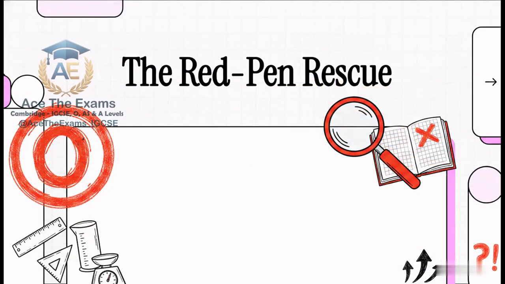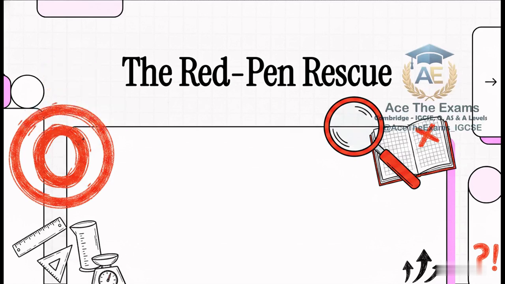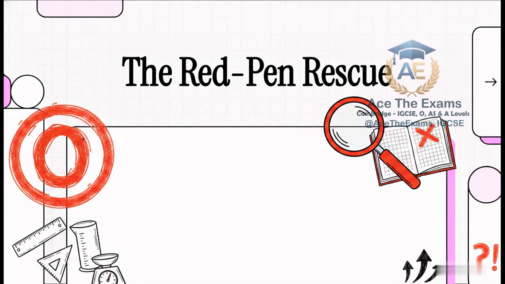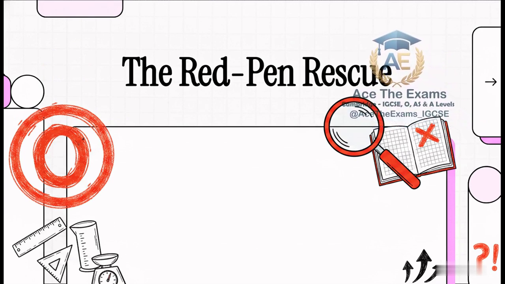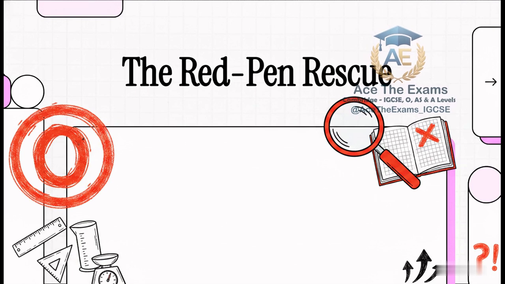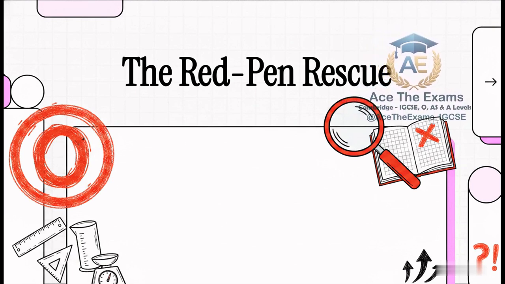Welcome to this explainer. Today we're tearing down exactly why brilliant students are literally hemorrhaging marks in Cambridge IGCSE Physics 0625, and more importantly, how to stop it immediately. We're looking directly at the examiner's red pen today, exposing those hidden traps in measurement, units, and data processing that can absolutely destroy your grade boundaries. If you're tired of losing marks on questions you actually know the physics for, you are definitely in the right place.